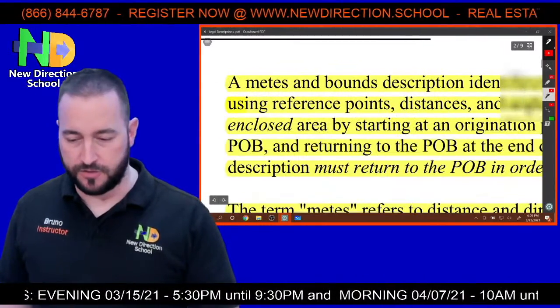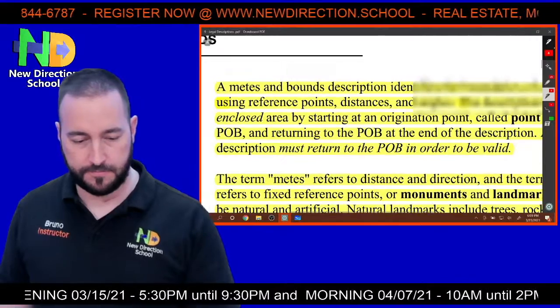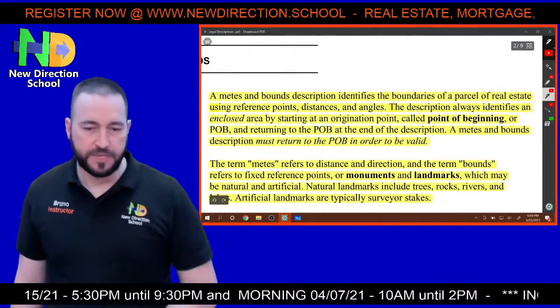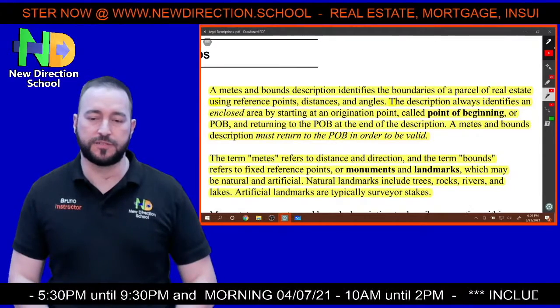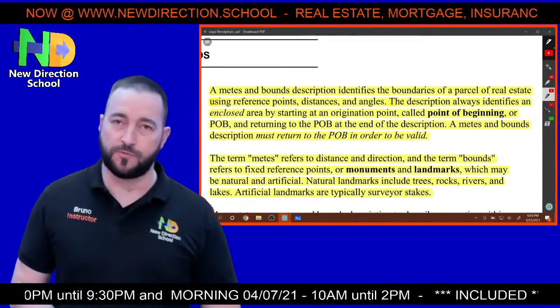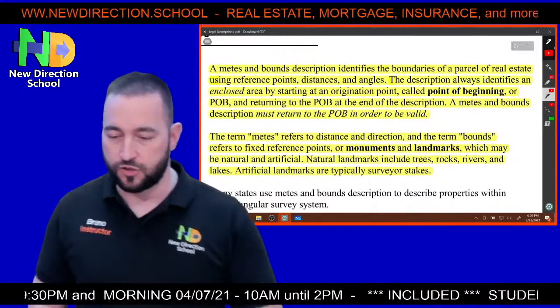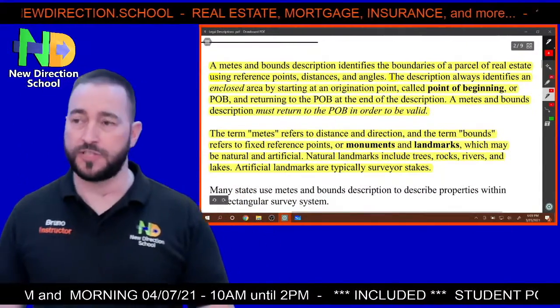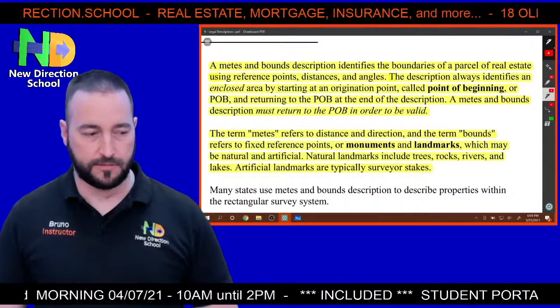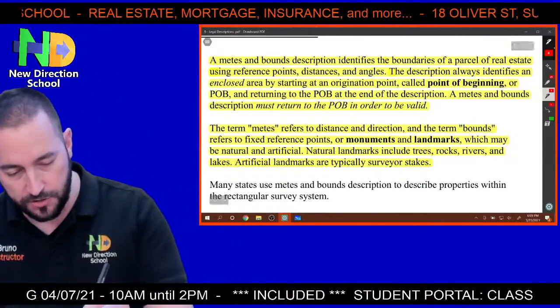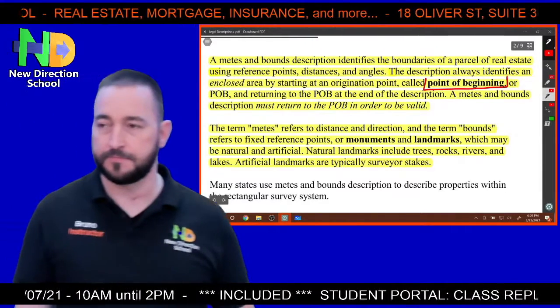A meets and bounds description identifies the boundaries of a parcel of real estate using reference points, distances, and angles. The description always identifies an enclosed area, as I just drew on the book, by starting at the origination point, which is called the point of beginning.